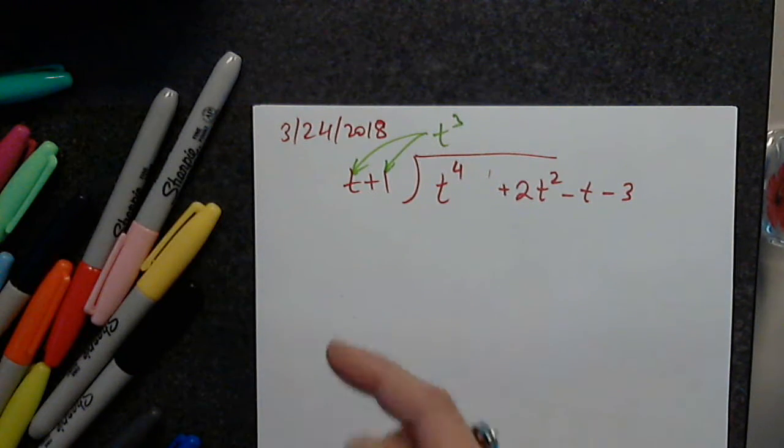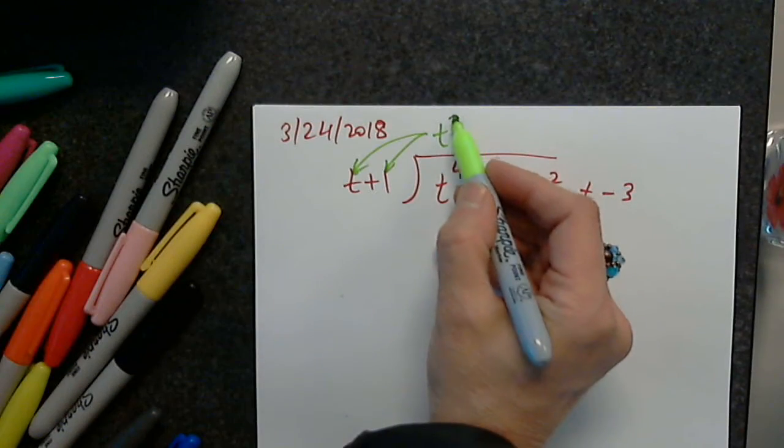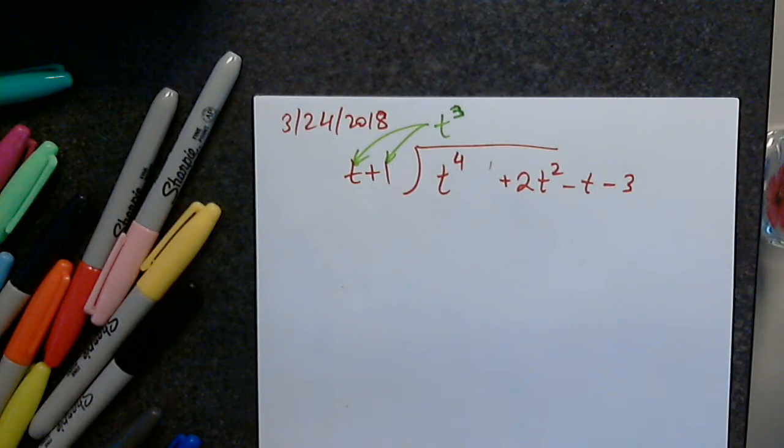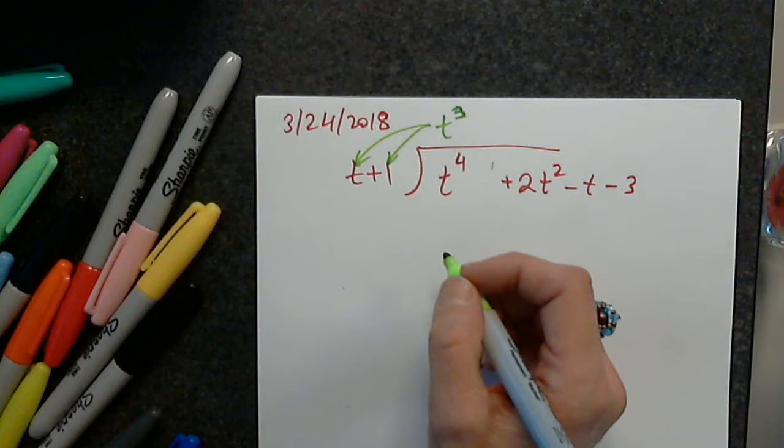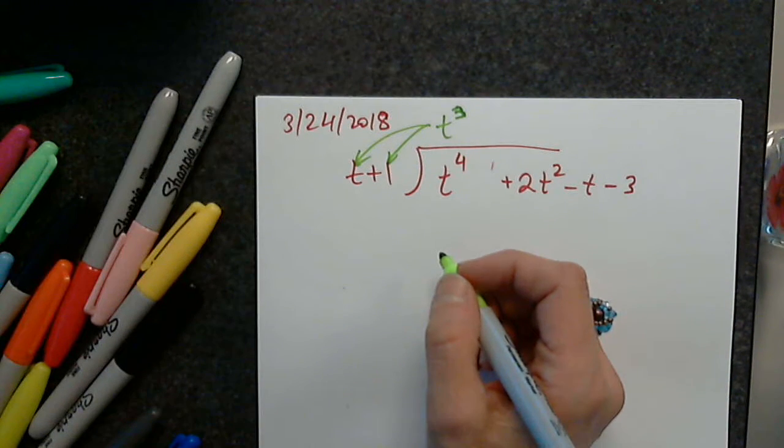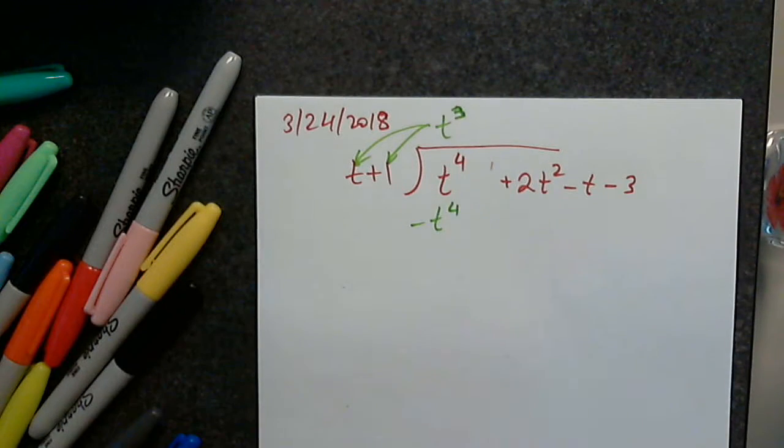Okay, so we have to go back and distribute. T to the 3rd, we'll see in a minute. I'm not sure I understood correctly. So t to the 3rd times t is? T to the 4th. Good. So what do I do now? Subtract t to the 4th. Very good. Now t to the 3rd times 1. T to the 3rd, but you're subtracting.